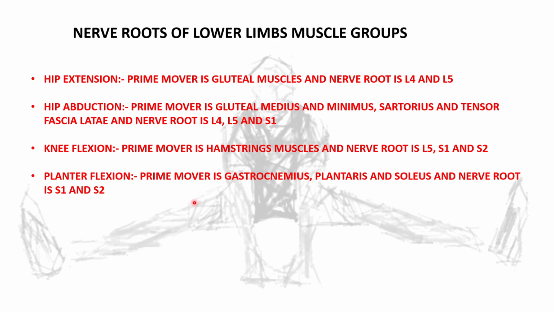I hope I tried my best to make this simple and help you memorize the important muscles. So if you are examining a patient with neurological deficit in the lower limbs, you can easily identify the nerve root by checking the muscle power. If hip extension is weak, you will know that the gluteal muscles are involved and the nerve root is L4 and L5, so the lesion will be somewhere at L4 and L5.